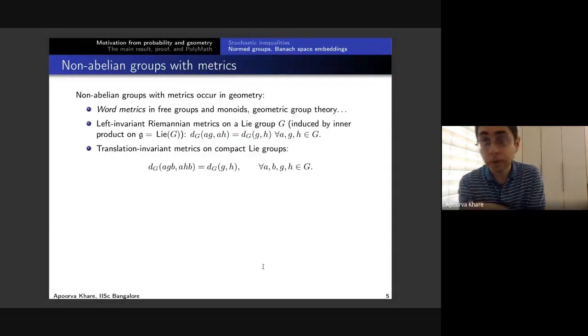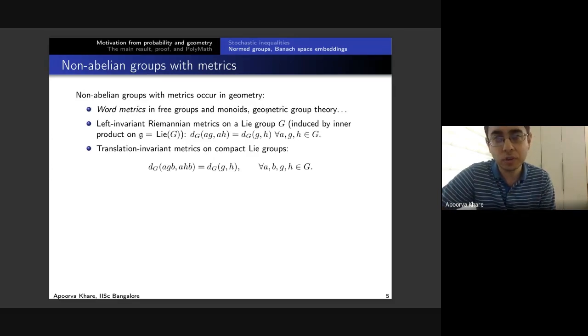What was known, but this is not the full strength question, is that there are non-abelian groups with metrics. And so you can talk about a distance function, even if these are not scalable like a norm. And these occur in geometry. In geometric group theory, you have things called free groups and monoids and word metrics. So free groups are just groups of strings of letters. I'll define and give you examples of that on a slide later.